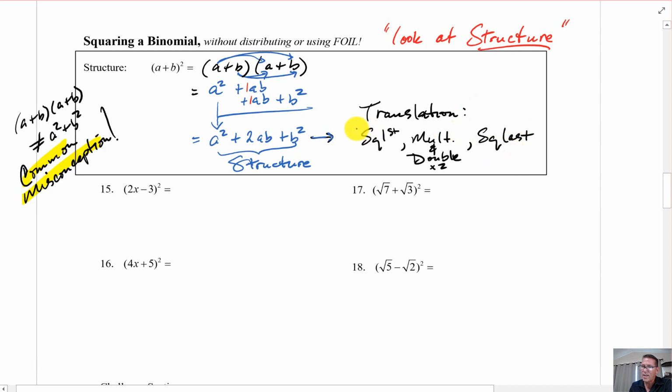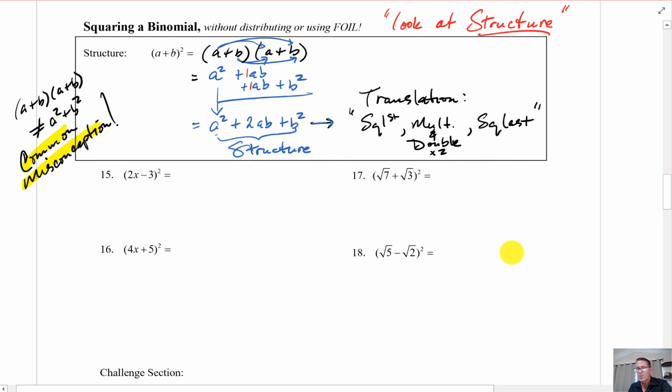And that's what I think in my mind. Square, multiply, double, square. Say it out loud. Square, multiply, double, square. Square, multiply, double, square. And that's how teachers and other mathematicians, just in general, square a binomial without any FOILing, without the distributive property, without multiplying by writing it all out. You just do it. You square, multiply, double, square.